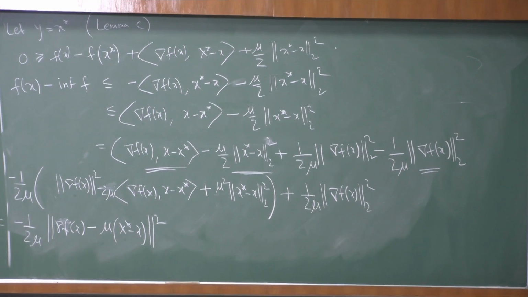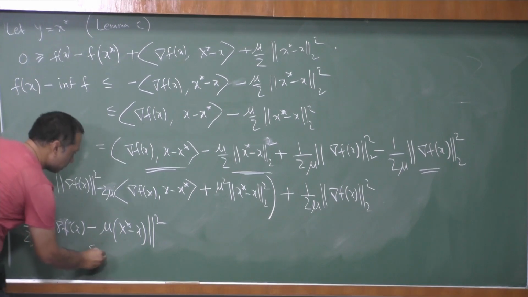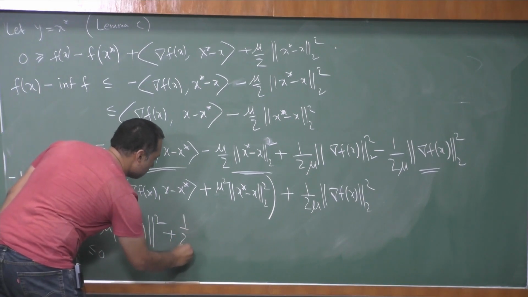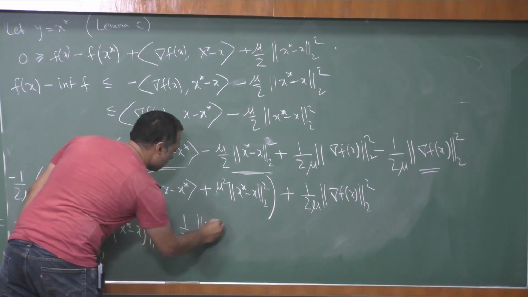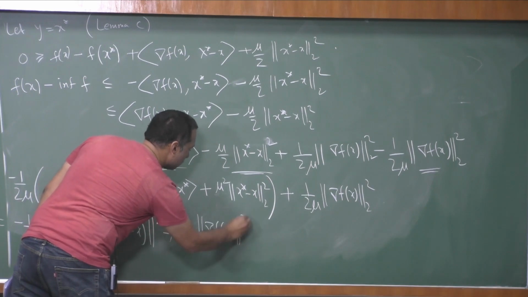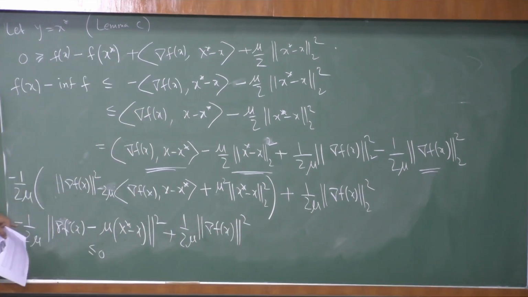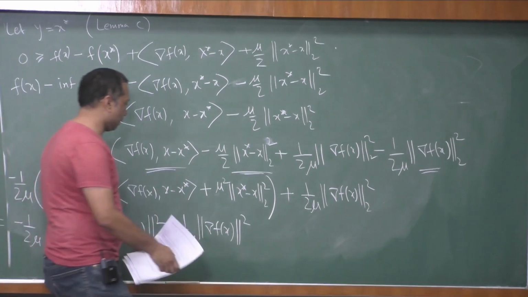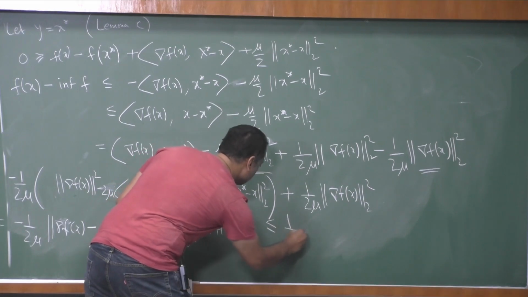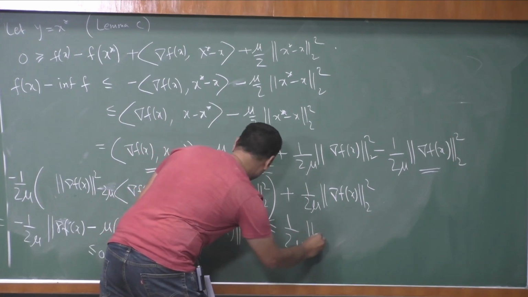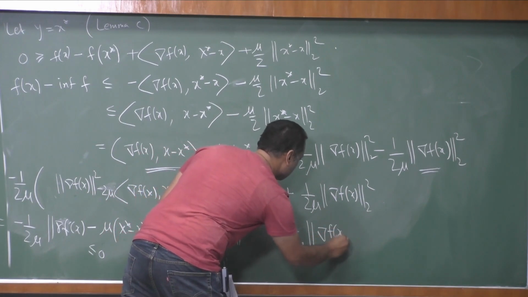So this guy is necessarily negative, and the remaining term we have is just copy over here. So grad f x squared. Now I am safe to drop this because this is a negative term. So dropping a negative term makes this less than or equal to 1 by 2 mu grad f x square.